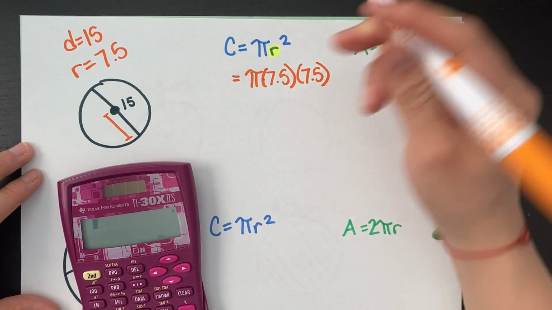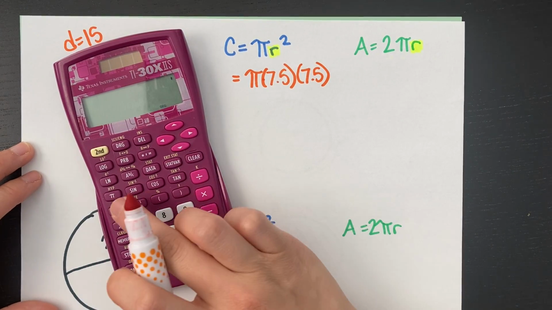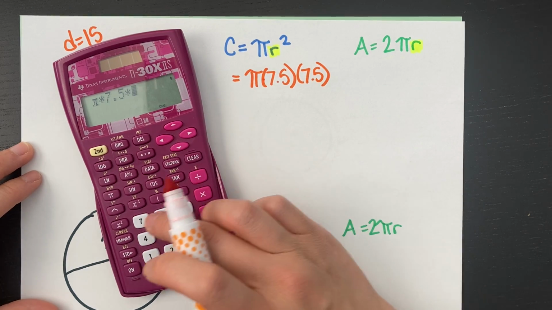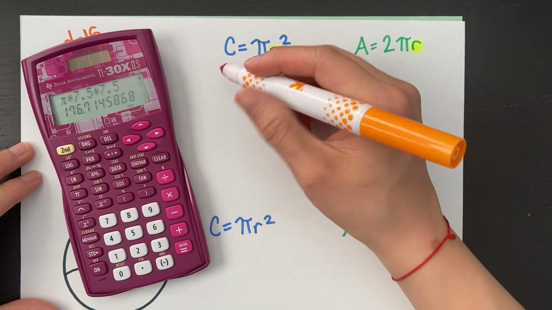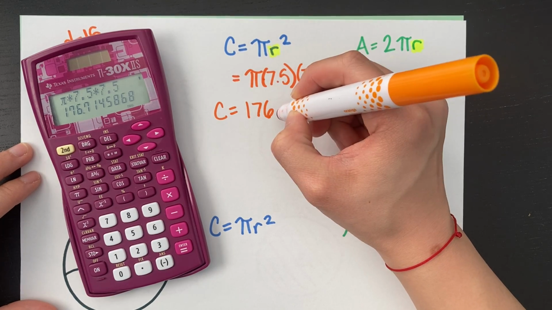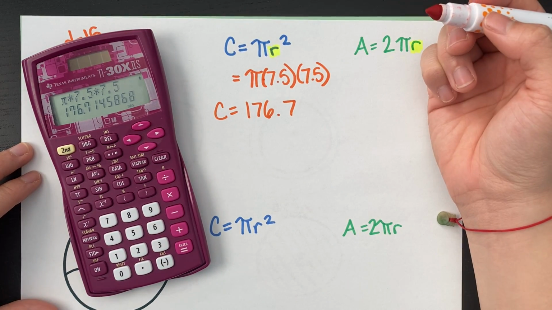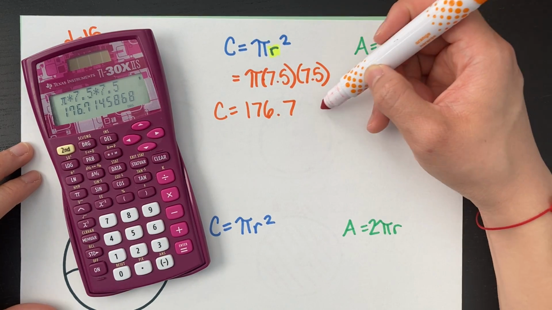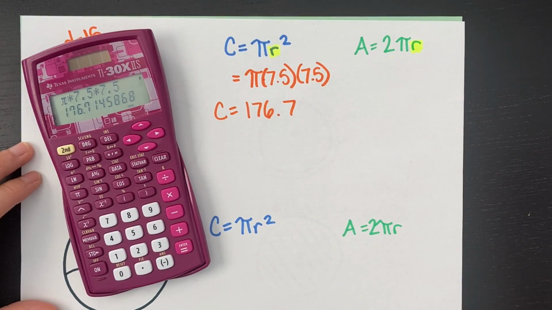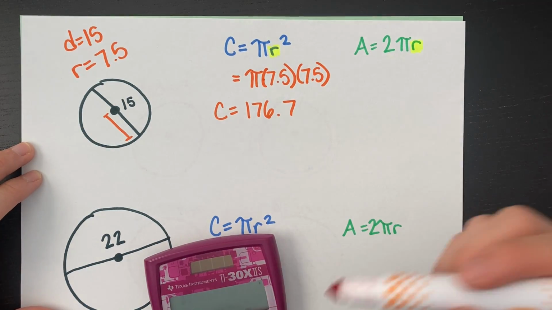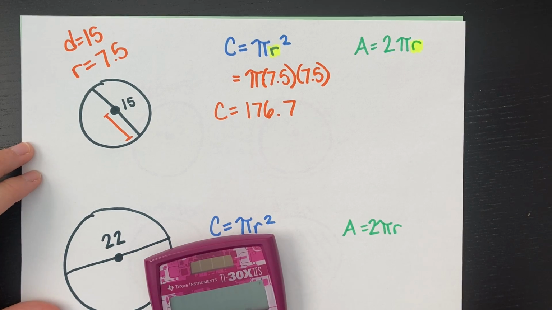Okay, so that's what you're going to type into your calculator. So pi, here's my symbol, times 7.5 squared, which means times 7.5 one more time. So the circumference of this circle is 176 and 7/10. And maybe it'll say round to the nearest hundredth place or thousandth place. We'll just go one decimal place for these problems, but do take note of whatever it says.